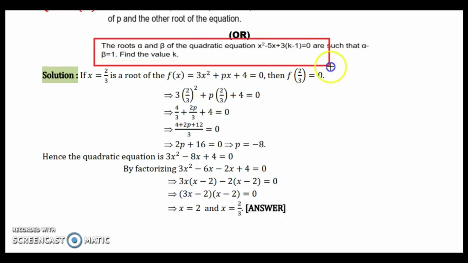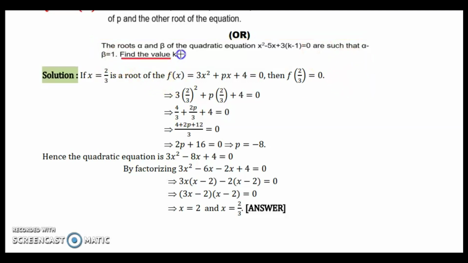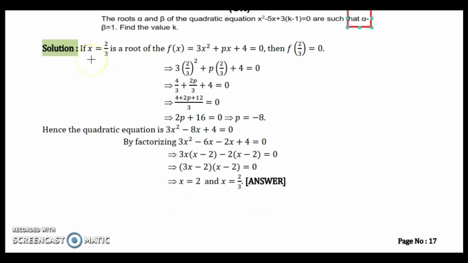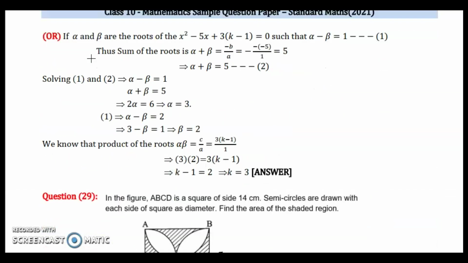Now let us move on to the next question. The roots alpha and beta of the quadratic equation x square minus etc. are such that alpha minus beta equal to 1, then find the value of k. It's a very simple question, right? A relation is given, alpha minus beta equal to 1. From this we have to find the value of k here, right?